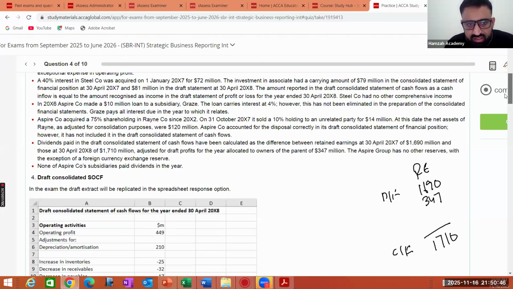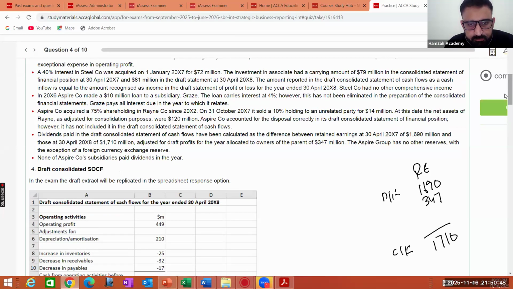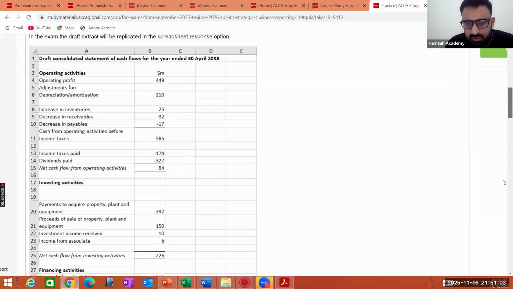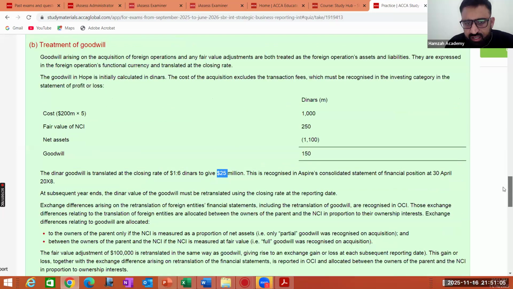So what point are they trying to make? Dividend paid, opening. Okay, just a minute. One thing, in the calculation of the goodwill, there is a 5 and 5 into 70. Yes, there might be some.